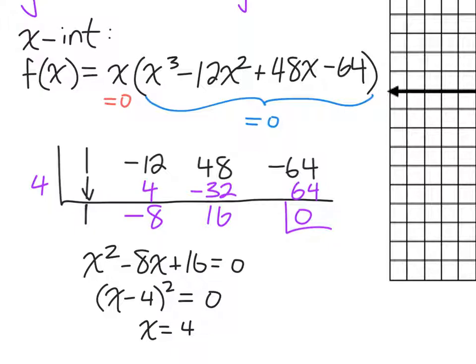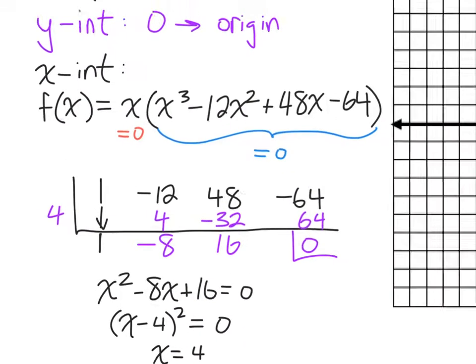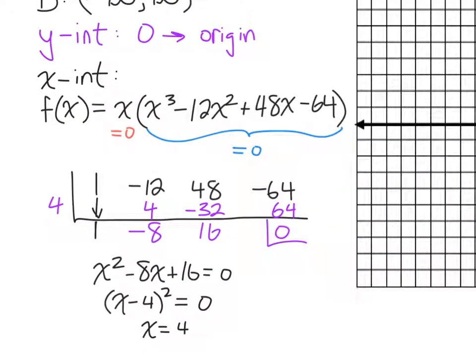All right, so our x-intercepts are 0, and I'm going to write 4 with multiplicity 3. Multiplicity of 3 is important for me because I like to identify that because it gives me a sense of what the graph is going to look like.